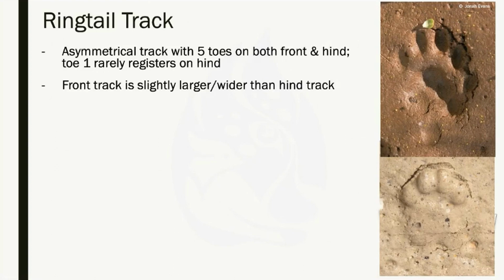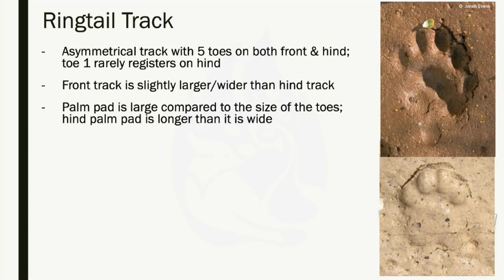The front track is a little larger and wider than the hind track, although it can be very confusing. So again, the top photo here is a front track. The lower photo below is a hind track. And the palm pad is very large compared to the size of the toes. You can actually see, particularly given the size of the animal, all those toes would easily fit inside the size of the palm pad.